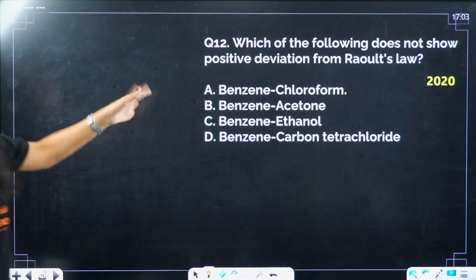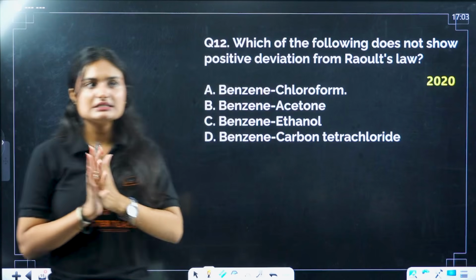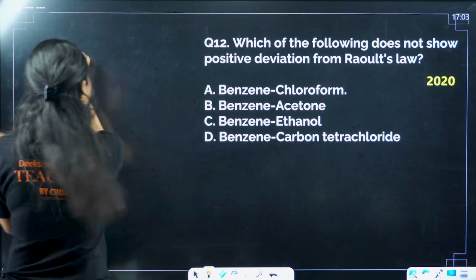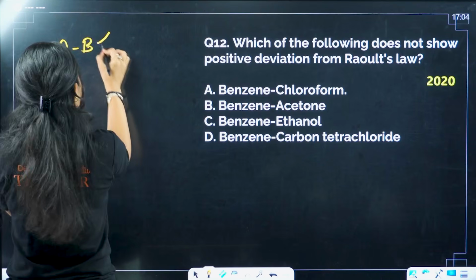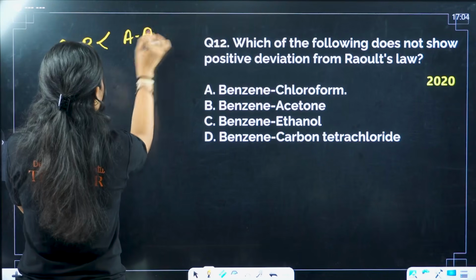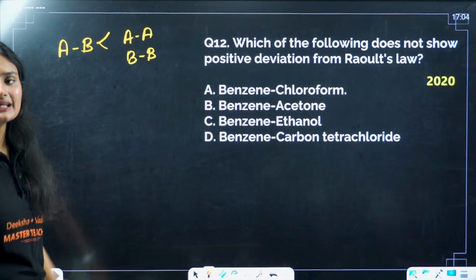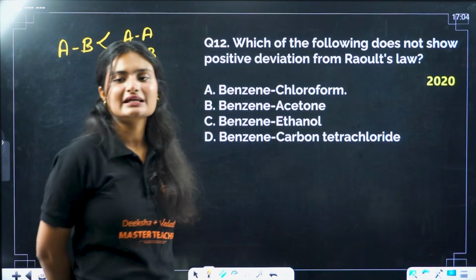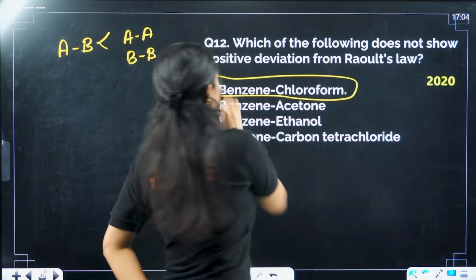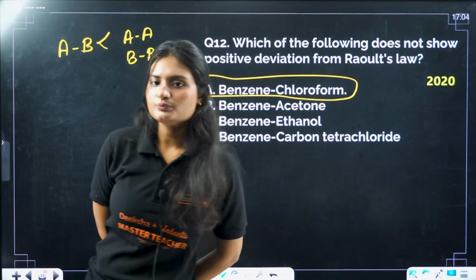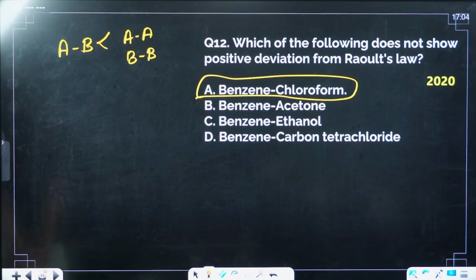Which of the following does not show positive deviation? Positive deviation means that the intermolecular forces between A and B are less than those between AA and BB. So one of these is showing negative deviation. What is that? That is benzene and chloroform.